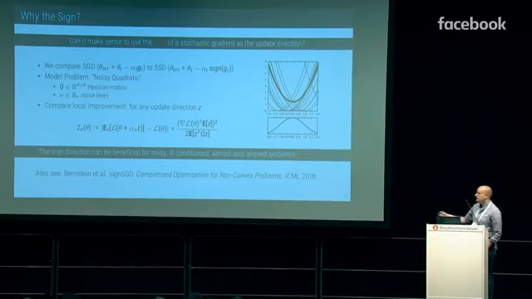That is, we compare SGD to SSD. And we do so only on a very simple model problem, which is basically a noisy quadratic objective function with some Hessian matrix Q and some scalar noise level nu.